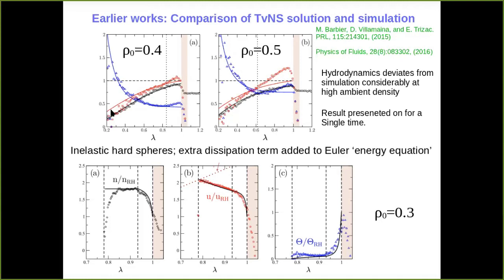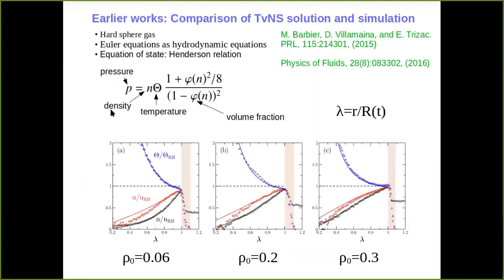Sorry, can I ask a question? Maybe I missed it, but in the previous plot, and in this plot as well, what are you plotting? What is on the y-axis? There are three fields. One is theta, the temperature field. U is the momentum field, and N is the number density field. And lambda is the scaled position X. The field is a function of X and t, and they have plotted for only one particular time.